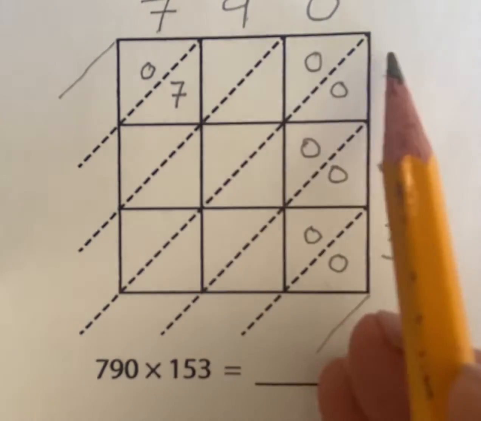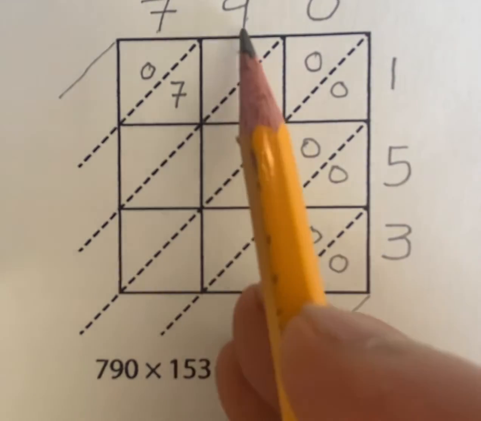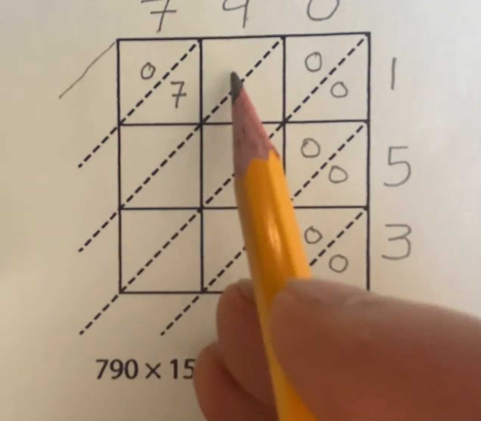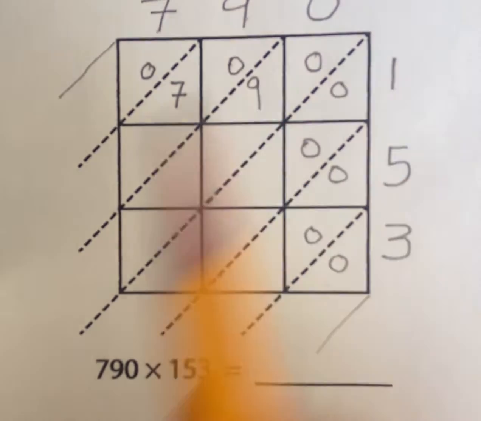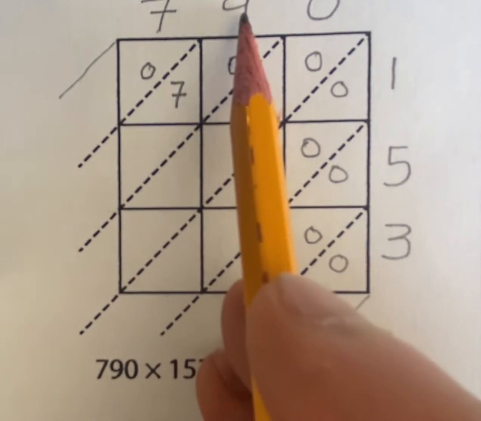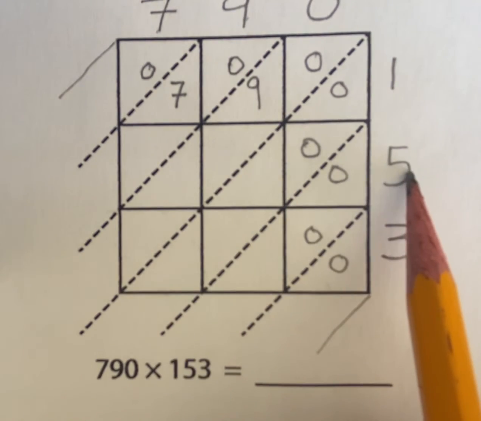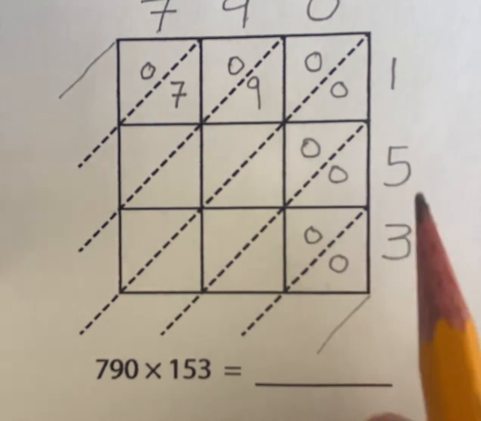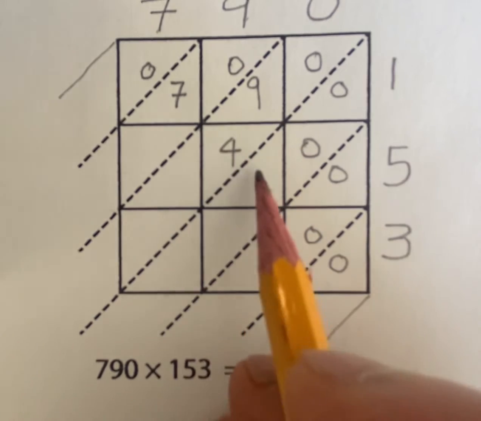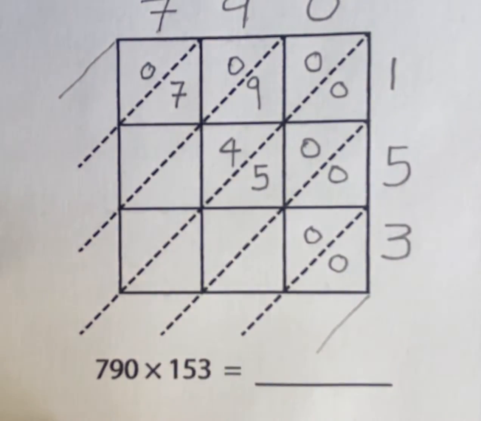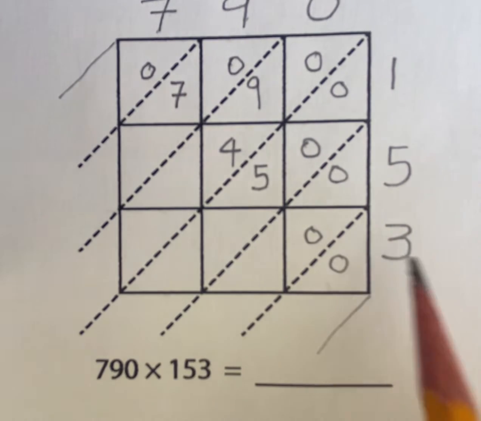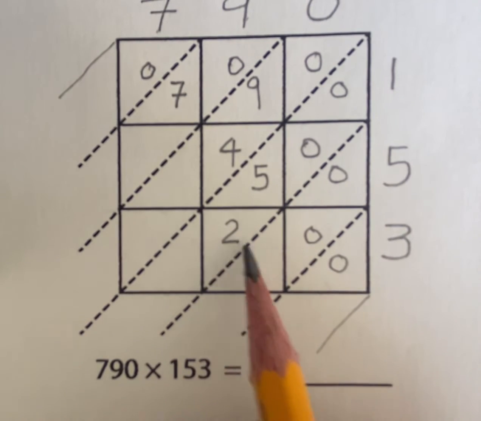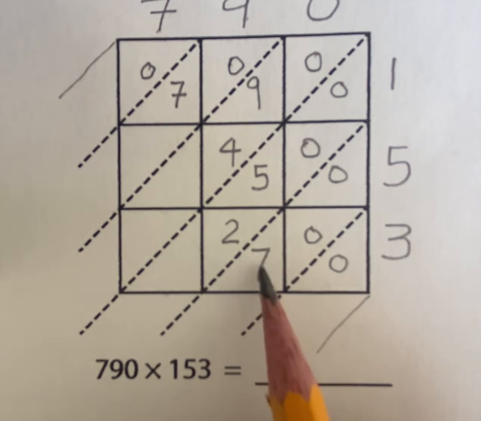Okay, 9 times 1. The product goes here. 9 times 1 is 9, so that is 0, 9. Let's keep going. The middle. 9 times 5. 9 times 5 is 45. Last I checked, 45. 9 times 3, 27. The 2 goes on top. The 7 goes on the bottom right here, and that is 27.